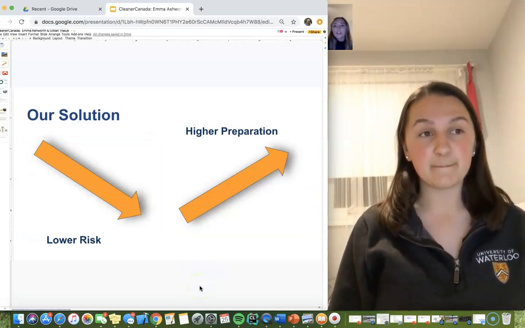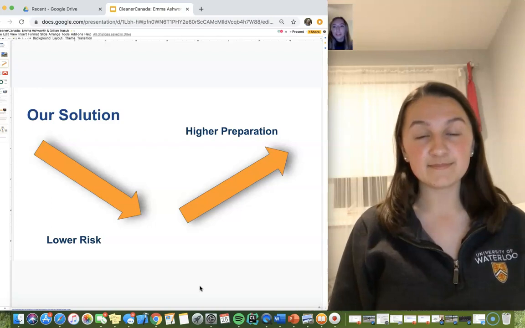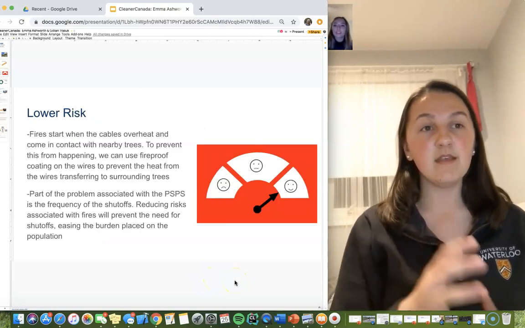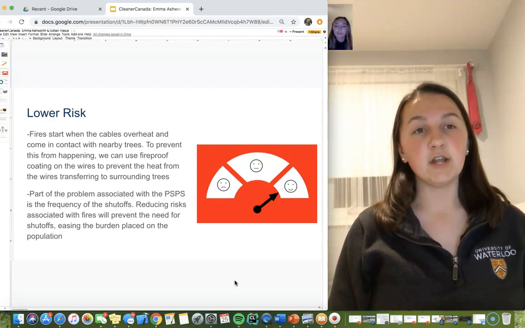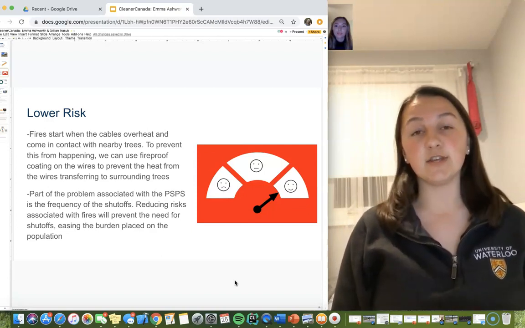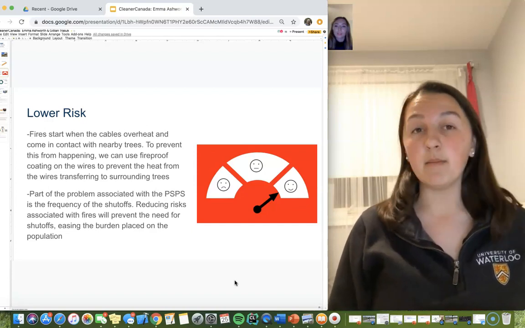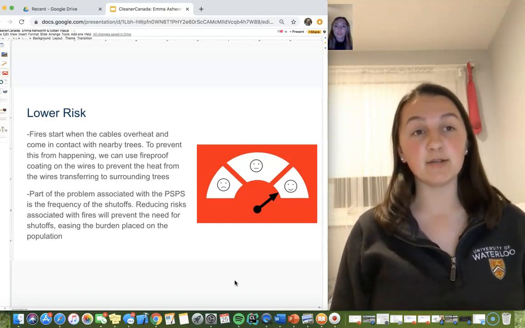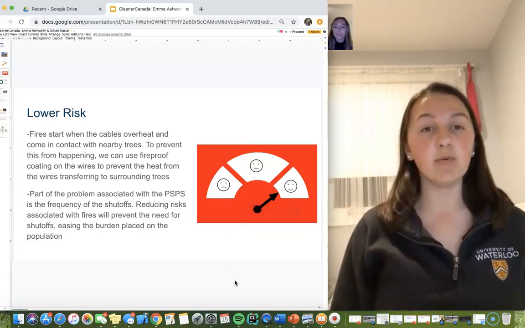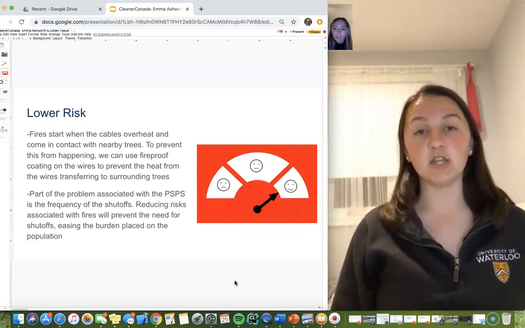So, in general, our solution incorporates lowering the risk as well as inducing higher preparation for all consumer needs. Looking at lower risk, fires start when trees come in contact with nearby wires. To prevent this from happening, we use a fireproof coating on the wires. Part of the problem with public safety shutoffs is their frequency. Reducing the risk associated with fires prevents the need for shutoffs, easing the burden on the population.